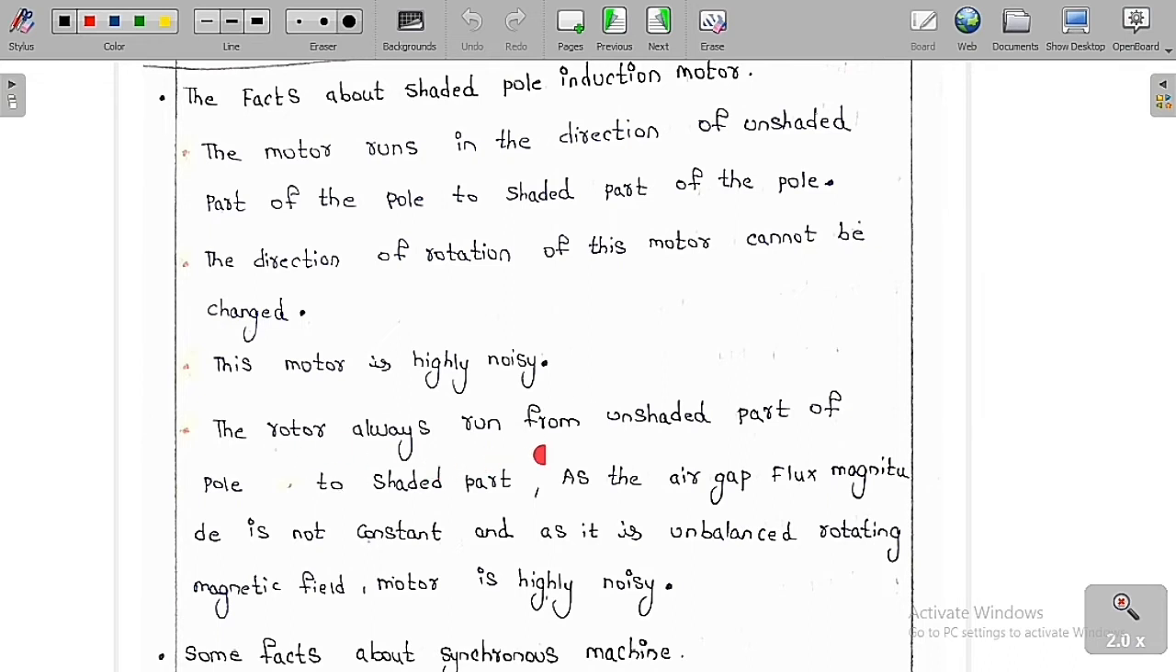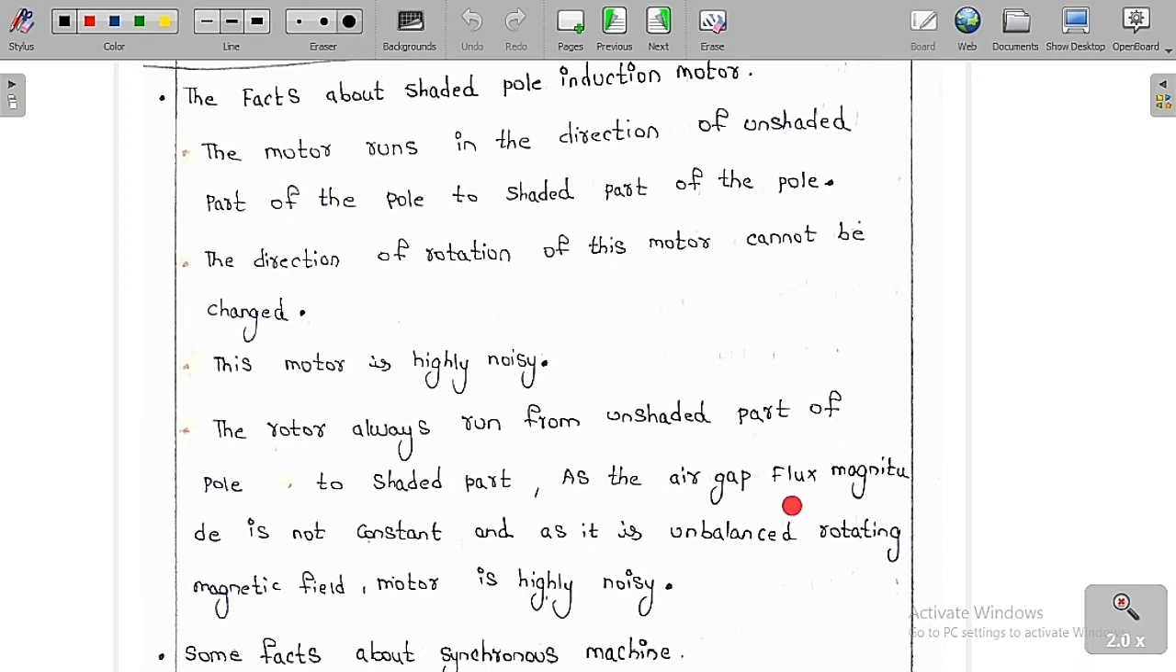The rotor always runs from the unshared part of the pole to the shared part, as the air gap flux magnitude is not constant and it is an unbalanced rotating magnetic field, so we can say the motor is highly noisy.